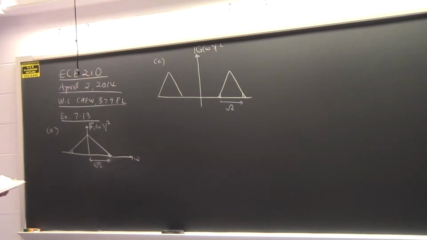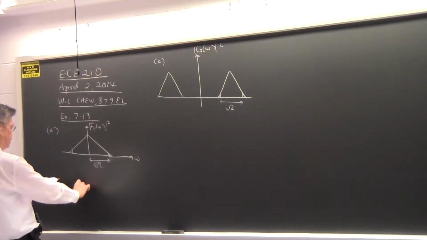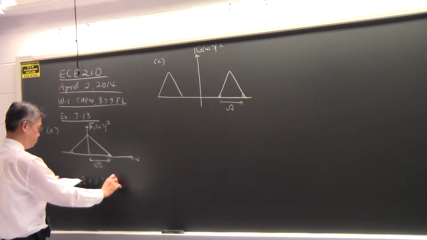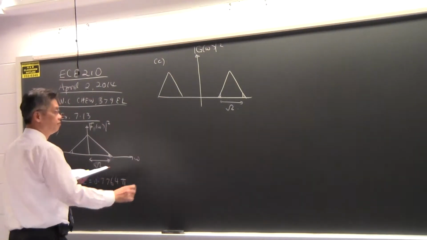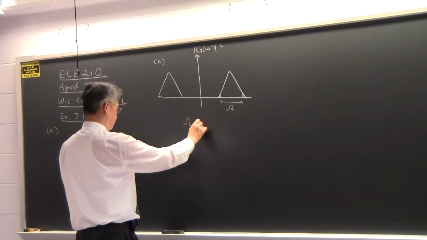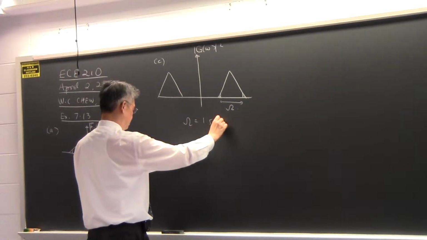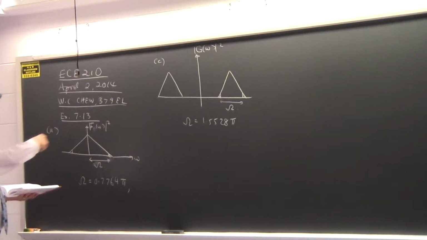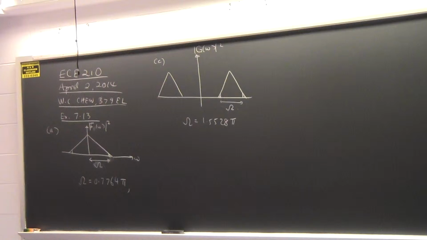For this one, I think we get omega equal to 0.7764 pi. For the other one, we get omega equal to 1.5528 pi. Okay, and the difference comes from the different definition of omega.